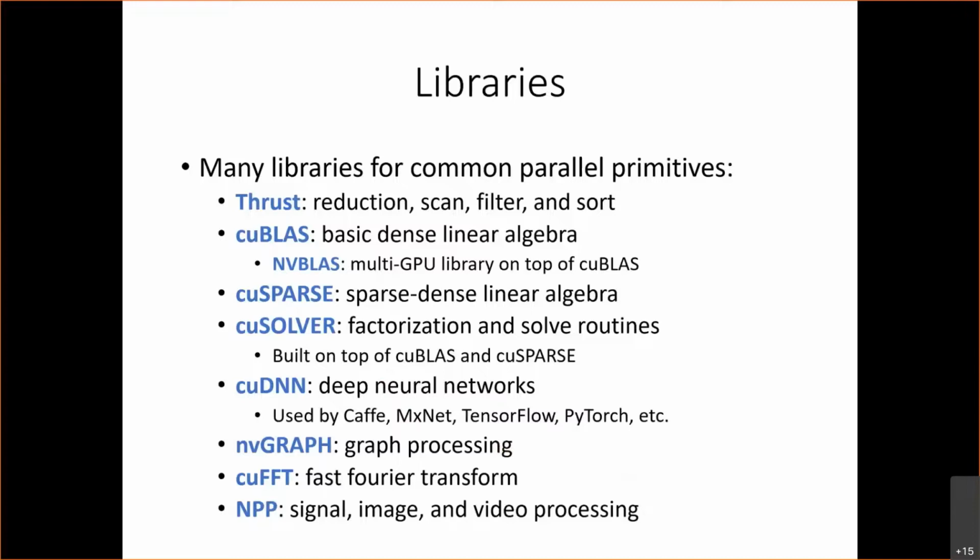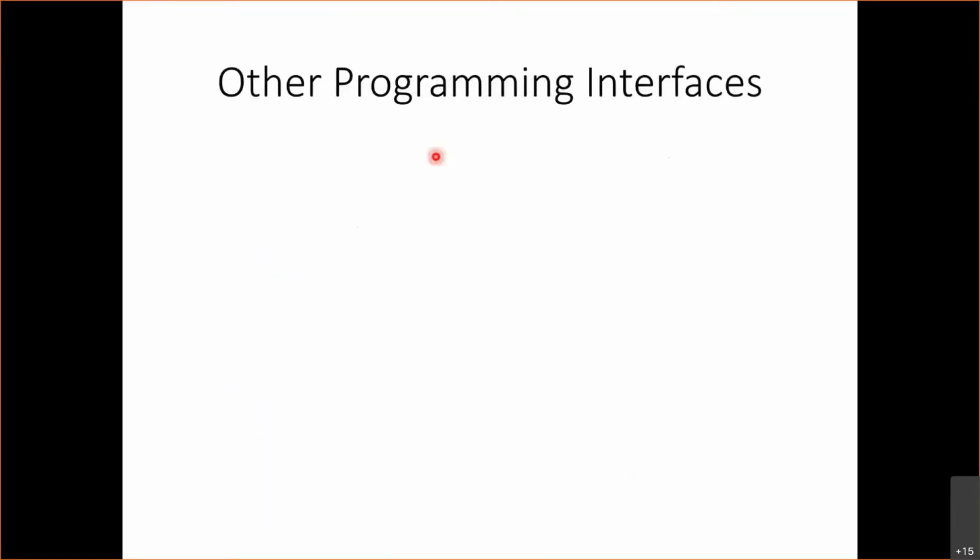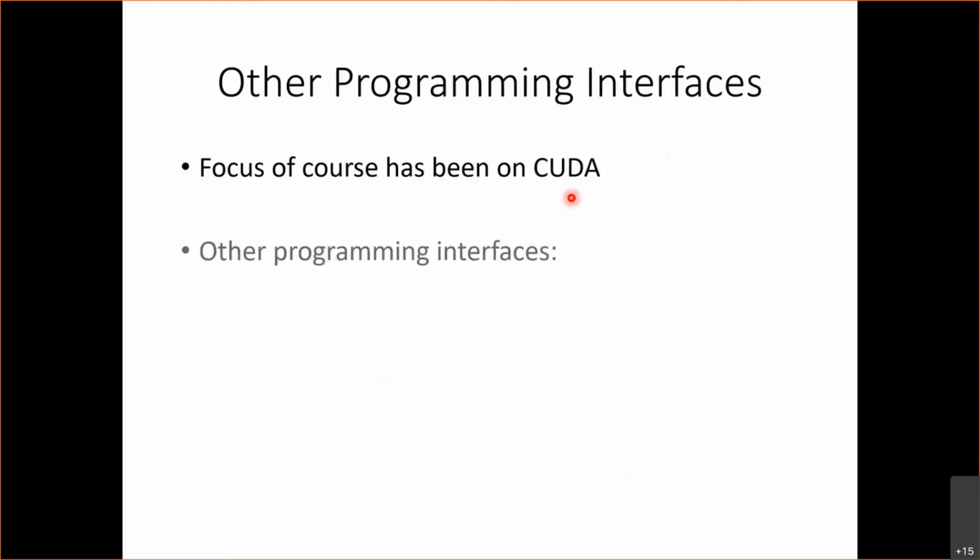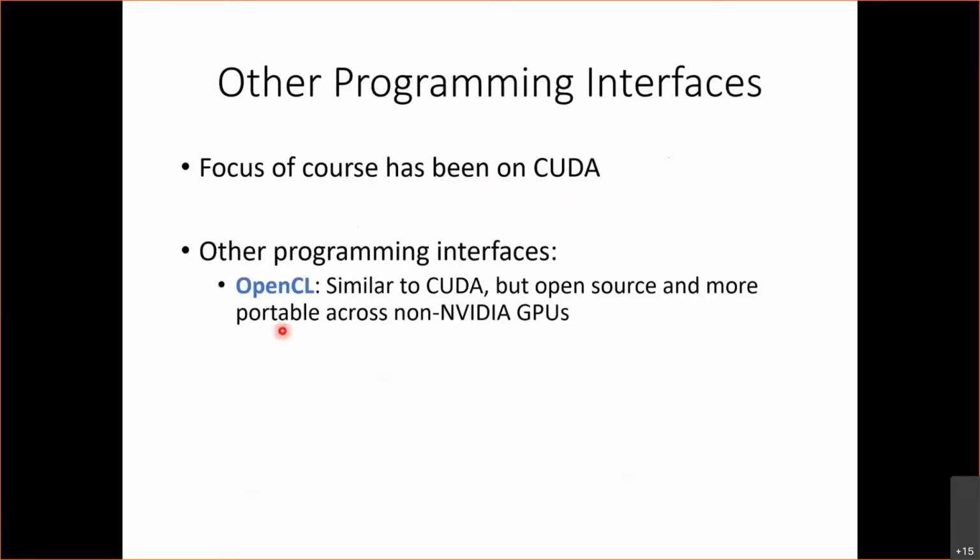Okay, the next topic is about other programming interfaces. So in the course, we've been focusing on CUDA. However, CUDA is not the only interface for programming GPUs. There are other programming interfaces out there as well. One of them is OpenCL. OpenCL is similar to CUDA. However, it is open source, and also it's more portable across non-NVIDIA GPUs. There are other hardware vendors out there. There are other GPUs besides NVIDIA GPUs. I will talk about those on the next slide.